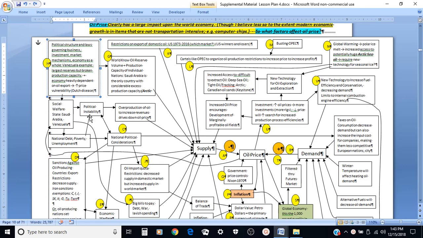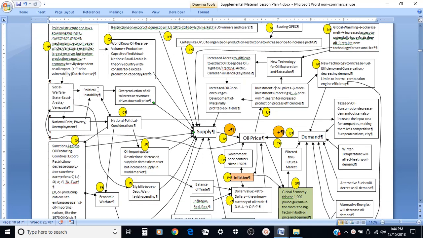Including the oil-producing countries in Africa, heavily dependent upon oil production, and if prices go down, then there could be a lot of poverty, a lot of unemployment, and that results in political instability, and this can result in a demand to overproduce oil to increase revenues, but this only drives down oil price further. So you're kind of stuck in a catch-22 there. All right, so that's HI. Where's I?